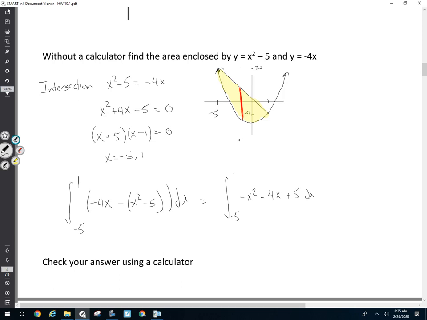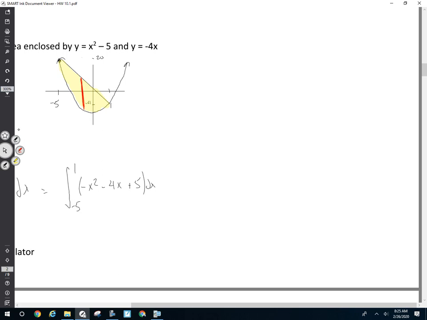And now I need to find this area without a calculator. It's going to be a little bit messy, but that's what's asked of us to do. Like a -1/3 x cubed is the antiderivative, -2x squared, and 5x plus c. We don't need the c because we're going to be plugging in values and subtracting. A little bit of messy work, but here we go. -1/3 minus 2 plus 5. That is going to be the antiderivative at 1, minus the antiderivative at -5.